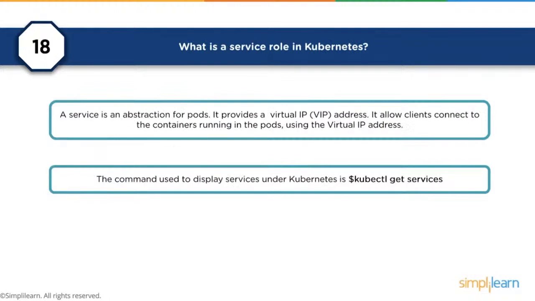So what is a service role in Kubernetes? A service role is an abstraction for the pods. It provides a virtual IP address and allows clients to connect to containers running in the pods using that virtual IP address. And the command that you would use to get that, we would use some of these kubectl commands. It's quite a simple one. It's kubectl get services, and you get a full list then of all the services that are available.